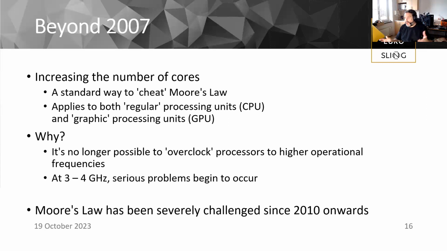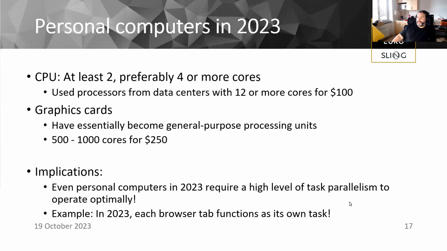So why? As we said before, it's no longer possible to overclock processors to raise the clock to very high frequencies, and these serious problems begin to occur. This is what I explained before: the speed of light becomes too slow for us. And basically Moore's law has been severely challenged, and that's why problems start to appear. Now we have to deal with a lot of processing cores for any processing task that we need to do faster. So where we are in 2023, we have at least 2 cores, preferably 4 or more cores.